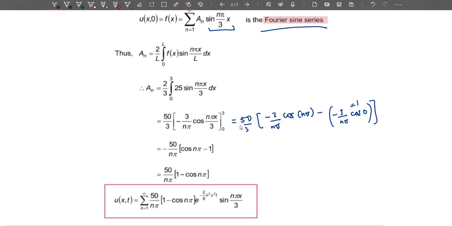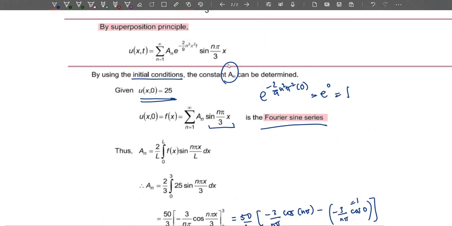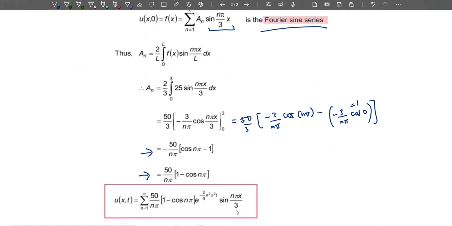Because negative 3 over n pi can be factorized to the front, we have negative 50 over n pi, and this is the final answer then. You can leave it as such, but if you prefer for the constant that has been factorized to be positive, you can rewrite it as such. So therefore here u(x,t) is equal to the summation n from 1 to infinity. Substitute A_n here. So A_n is 50 over n pi, 1 minus cos n pi. Rewrite the exponent because this is the function for u(x,t), right? So you need to rewrite the exponent and also sine n pi x over 3. That's it for case A.